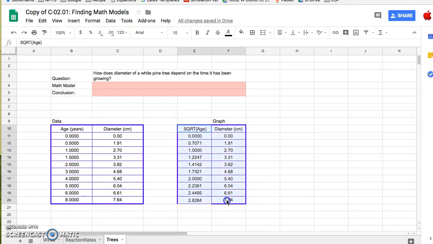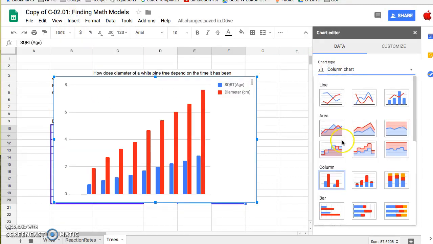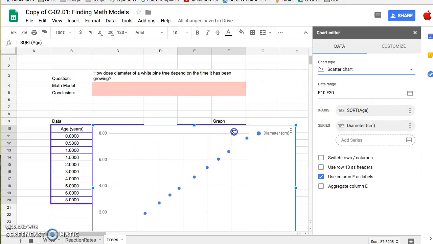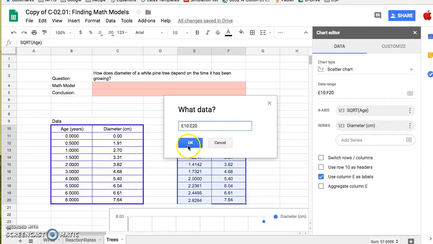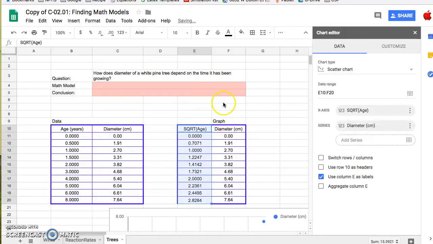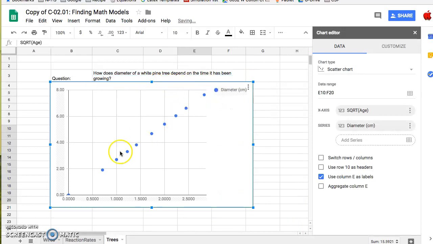Okay? So now we're going to take this data here, we're going to highlight it, we're going to go to Insert, Chart. Under type of chart, we're going to go down to Scatter Plot, and then here's where we got to make sure the x-axis is the square root of the age. That's correct. If that was not correct, you could click right here on x-axis and highlight this column to make sure it got the right one, but mine was right, so we're good to go. And so what you can see from this graph is we have a nice straight line that goes right through 0, 0. Okay, so once we have this, we can finish up.